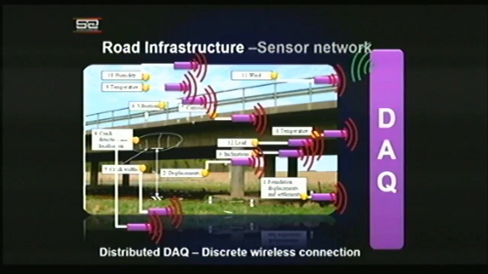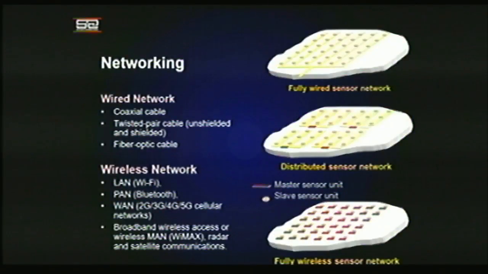Recently, every sensor node can be made wireless with the development and progress in science and technology. There are a lot of innovative things that can make it more reliable. So this is one of the latest developments being implemented across the globe. The networking of sensors can be wired or wireless. It can be fully wired, or distributed, wherein you have the same type of sensors interconnected, or a cluster of sensors of different types measuring different physical parameters. Or it can be a fully wireless sensor network.